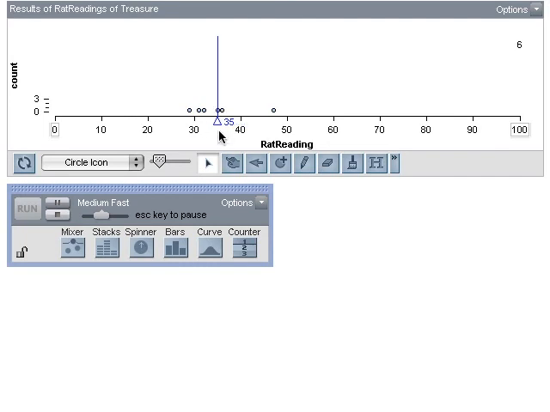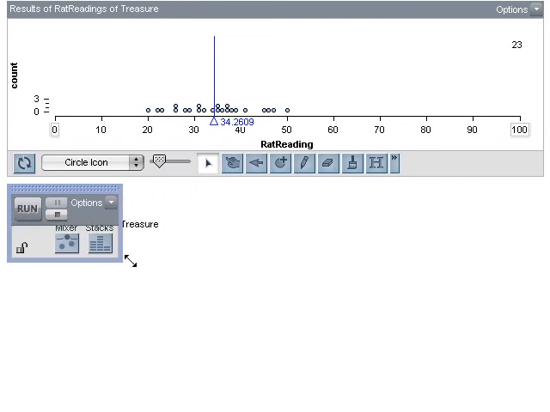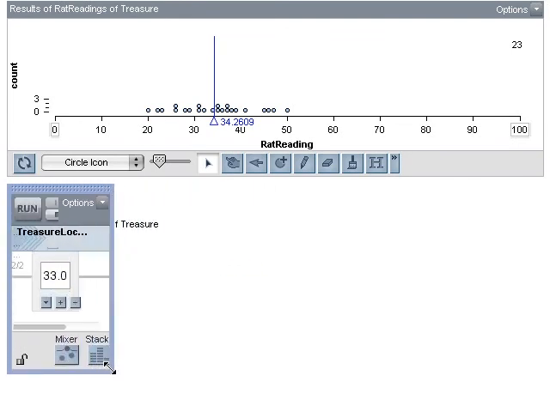This blue triangle shows the location of the mean. Okay, somebody has probably made a guess by now. I'll open this up, and you can see that the actual treasure location was set at 33. So if your guess was between 31 and 35, you would have captured the treasure.